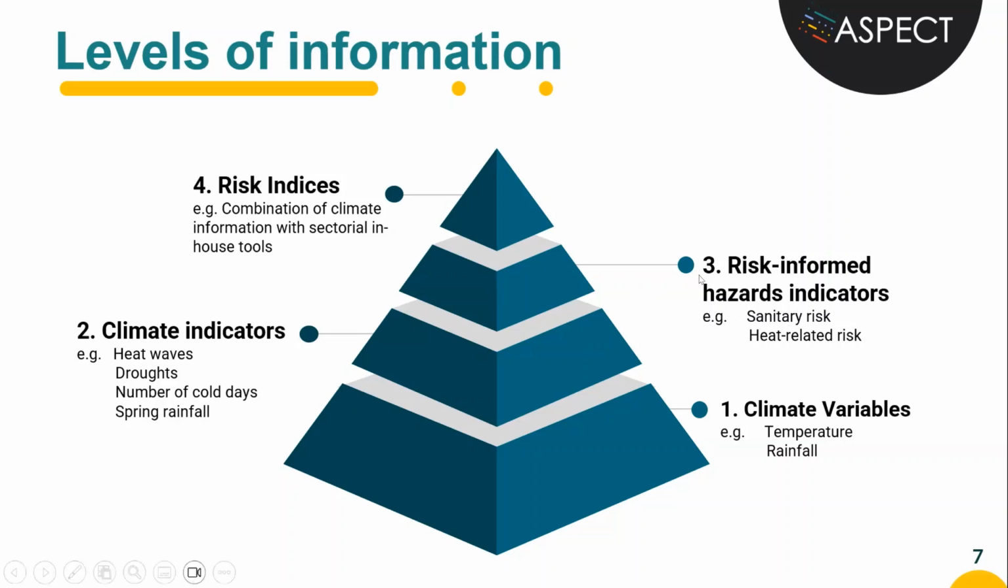Then there is one step further, which is the risk-informed hazard indicators, in which we, together with the super user, will try to combine different climate indicators in order to have an indicator that can inform about the risk that the super user can have. For instance, a heat-related risk or a sanitary risk. And then finally, at the top, we have the risk indices. In this case, what we are expecting is that some of the super users have in-house tools in which they already make a decision, like a decision-making platform or something like that. And they are interested in ingesting the climate information into this in-house platform. So this is what we expect to do here.